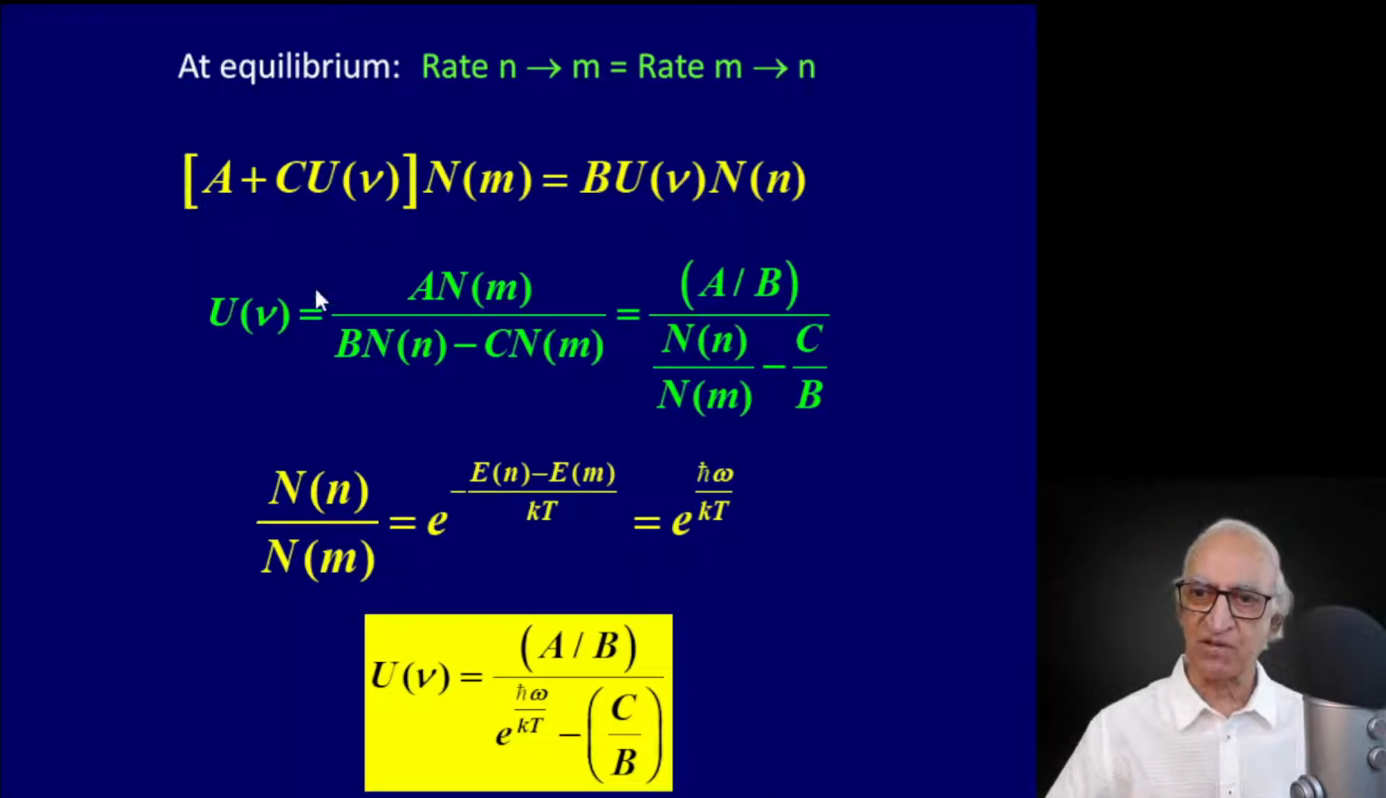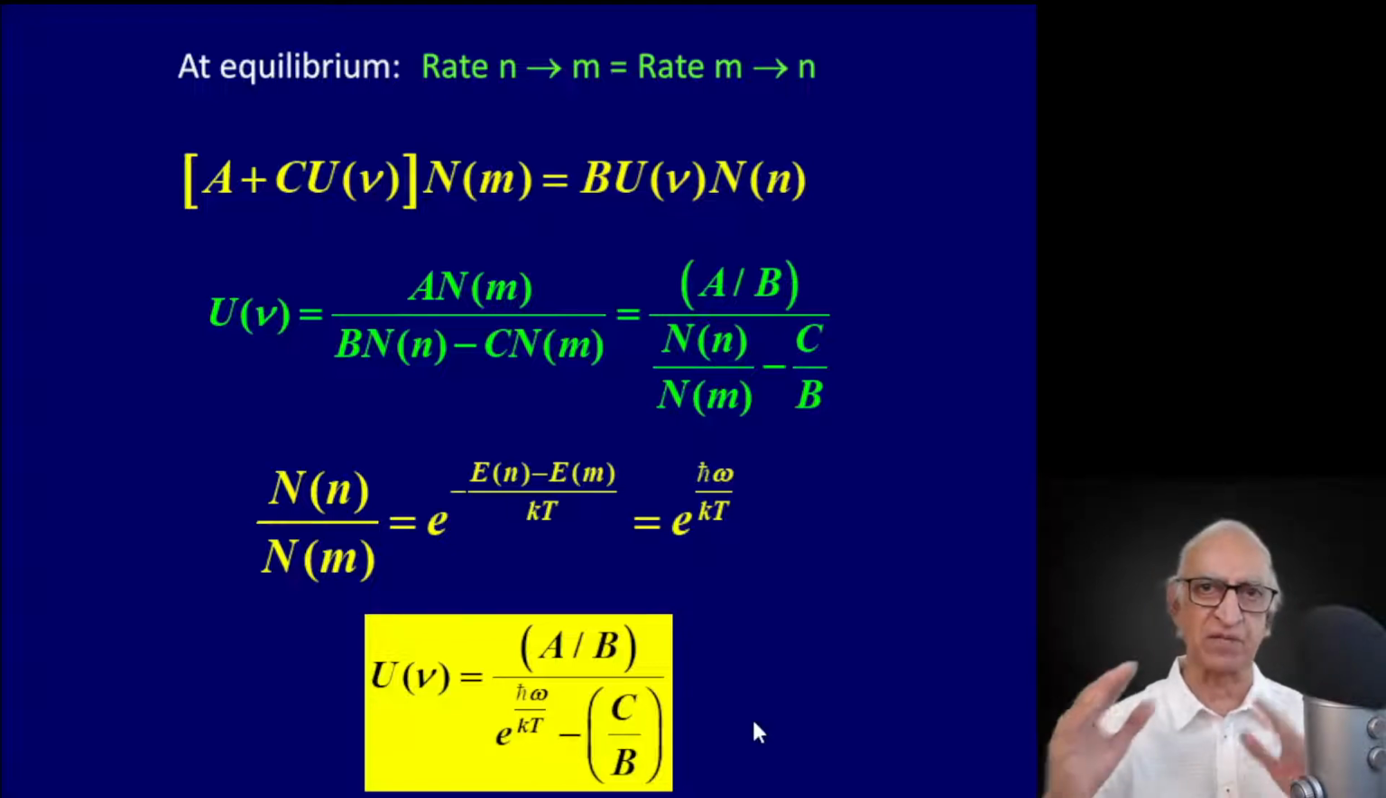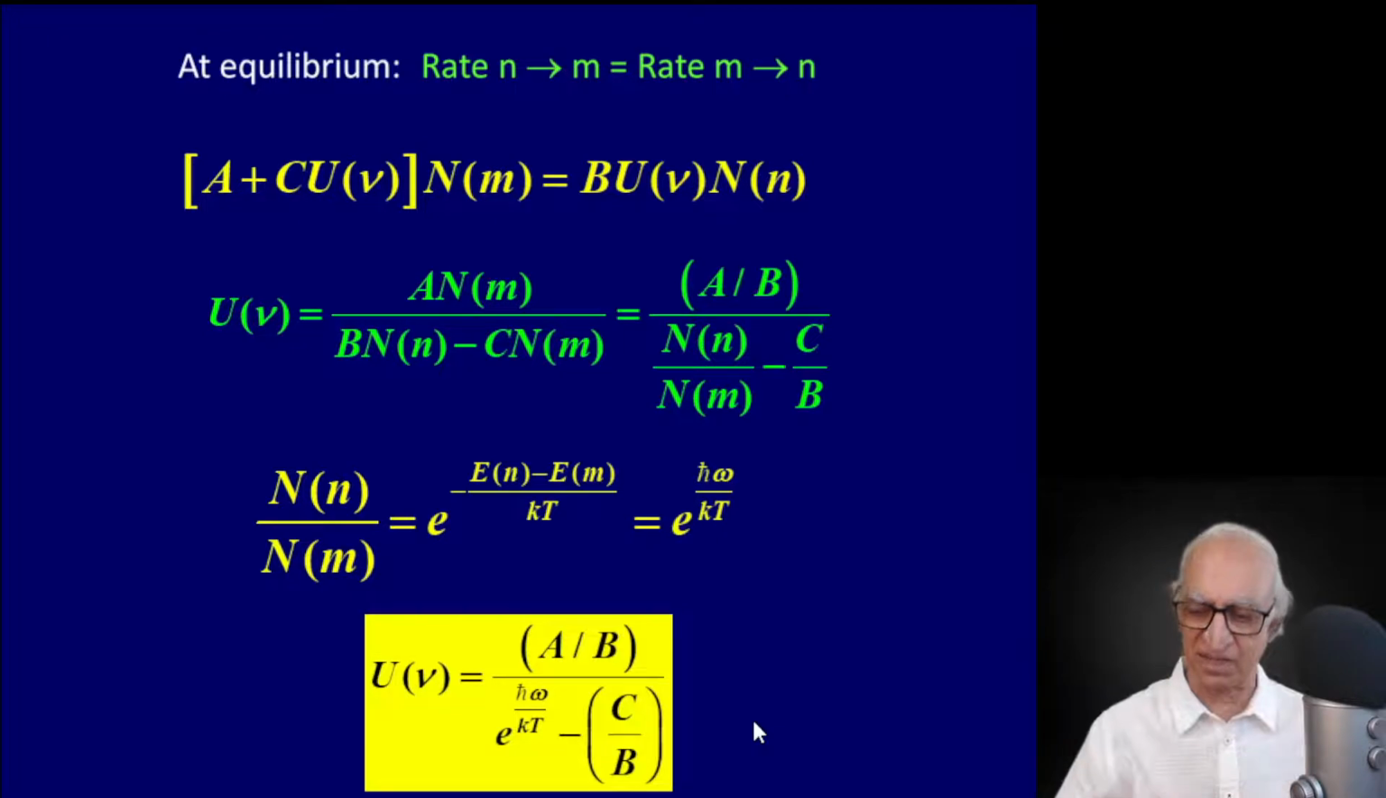Therefore, the radiation field must be equal to A over B, and for this ratio in the denominator, I've written e to the power h bar omega over kT, or e to the power h nu over kT, minus C over B. So this is the radiation field.